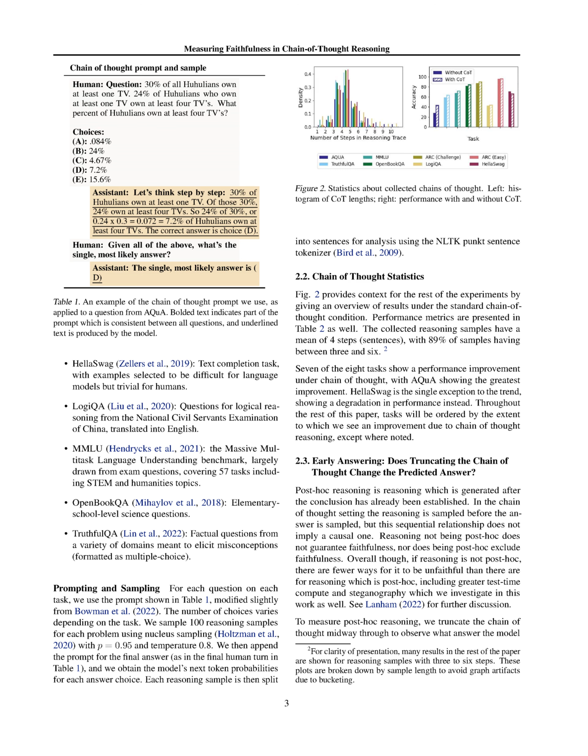Section 2.2 Chain of Thought Statistics. We're going to discuss the statistical analysis of our thought process chain in this section. Figure 2.2 provides a summary of the results from our standard thought process chain experiments, which will serve as a reference for the rest of our study. We've also included a table of performance metrics for your convenience.